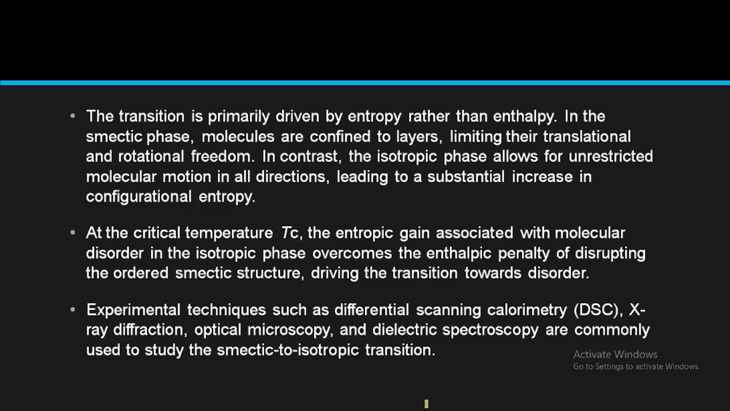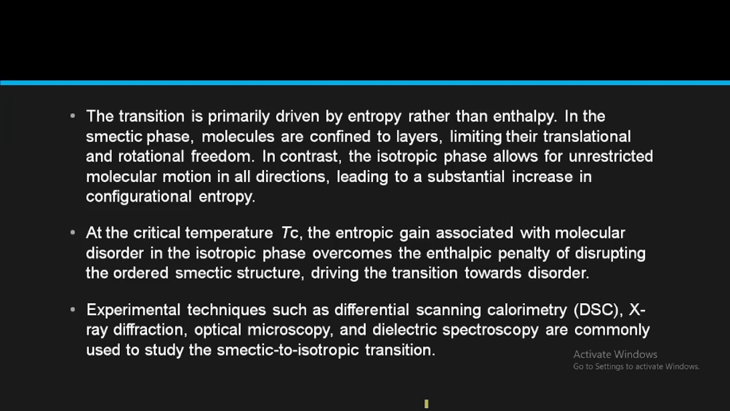Right? And at the critical temperature, what happens? The entropic gain associated with the molecular disorder overcomes the enthalpic penalty of disrupting. That means this smectic structure is more ordered than the isotropic structure, correct? So there must be an energy which holds all this orderedness together. So only when I cross this particular orderedness can I go into the isotropic form, correct? And it is at this critical temperature that the matter acquires enough energy to cross this orderedness.